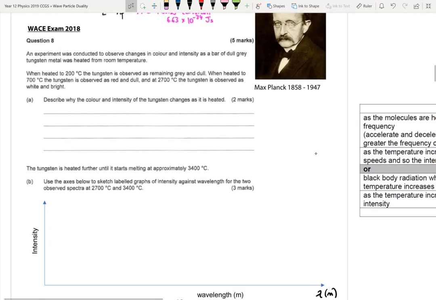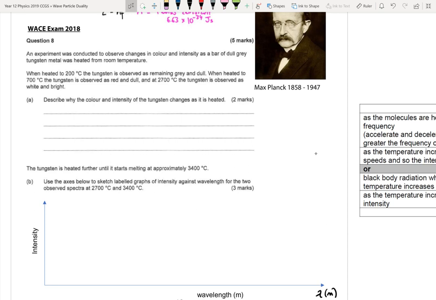this appeared in last year's WAIS exam. An experiment was conducted. It's actually useless to the question if you look at what they're saying. At room temperature it was dull and grey. At 200 it was dull and grey. When heated to 700 it was red. When heated to 2,500, it was white hot. Describe the colour and the intensity of the tungsten. Describe why it changed as it's heated.